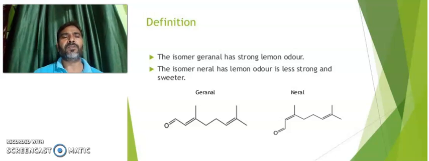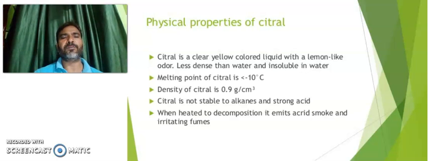You can see the two isomers. The isomer geranial has a strong lemon odor. The isomer neral has a lemon odor that is less strong and sweeter.